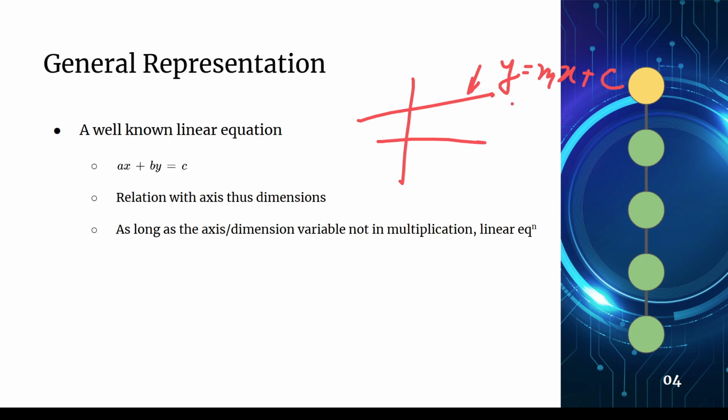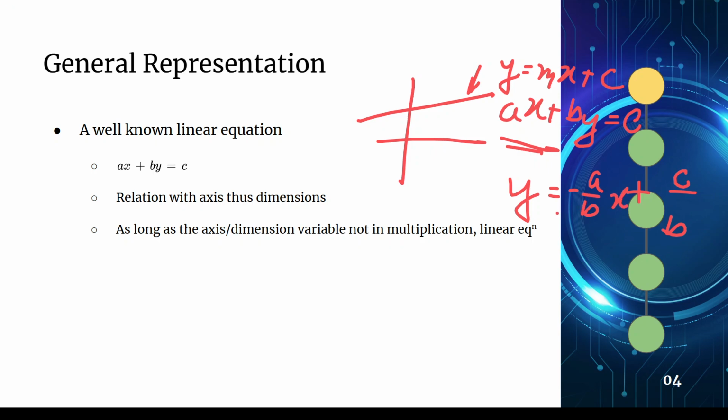This can be this one, or just ax plus by equals c. These are all straight line equations, because from this one we can also write something like y equals c by b, and over here we'll get minus a by b x, something like this. So this is actually y equals mx plus c format from this equation to this one. So these are all straight line equations.